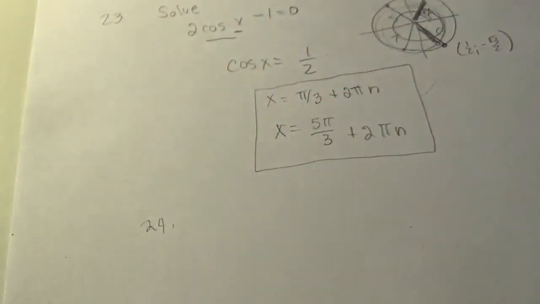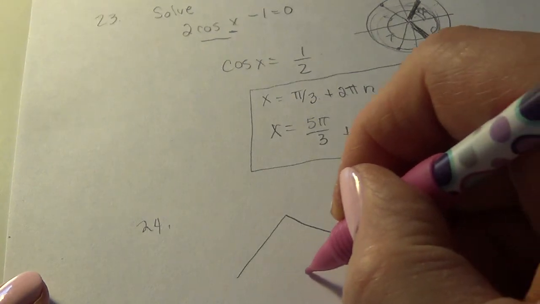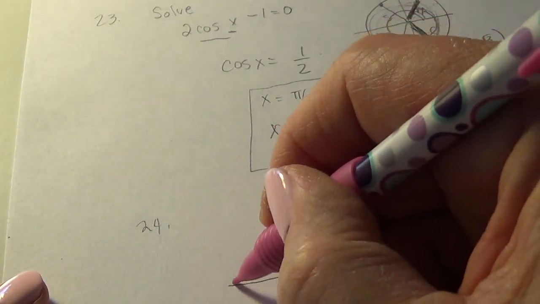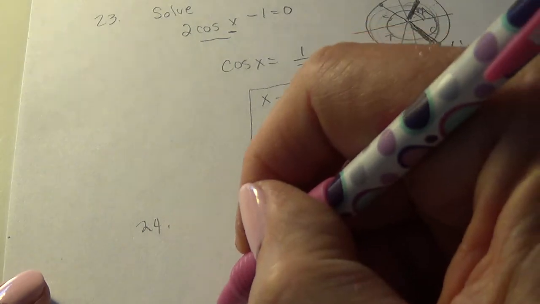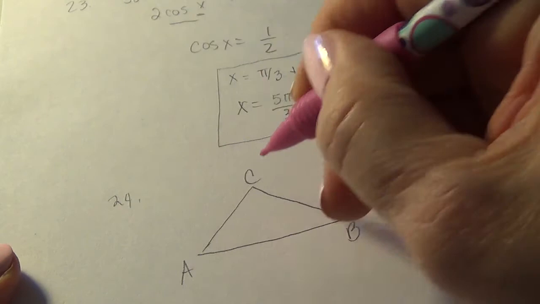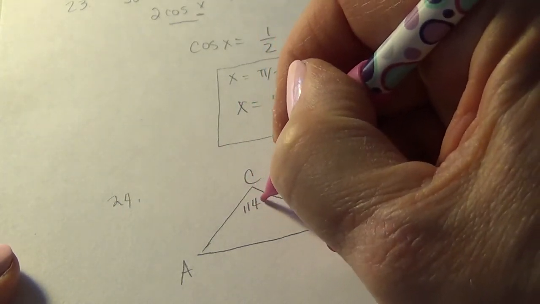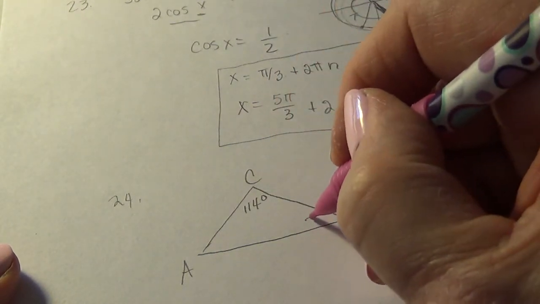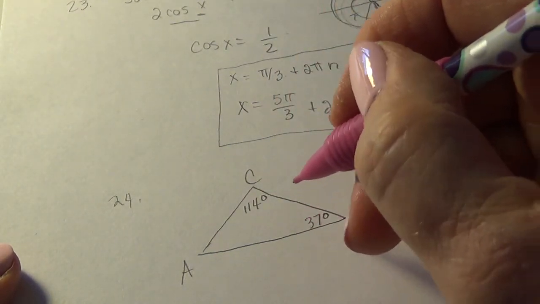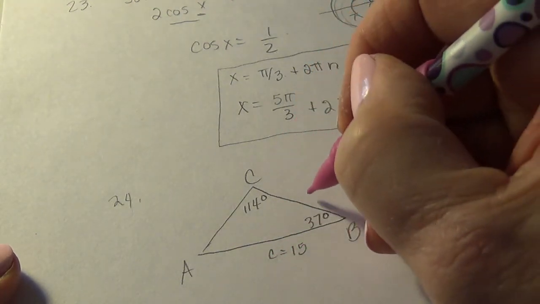Number 24. Here we have some letters given. So this is no longer a right triangle. Sometimes in trig we use triangles that aren't right triangles, and we can't use Pythagorean. So angle A is 114, B was known as 37, little c is 15, and it says find little a.